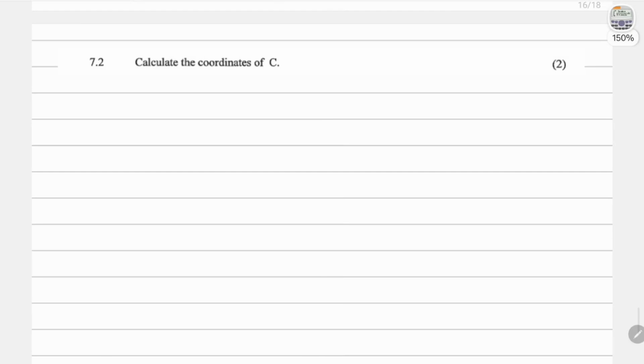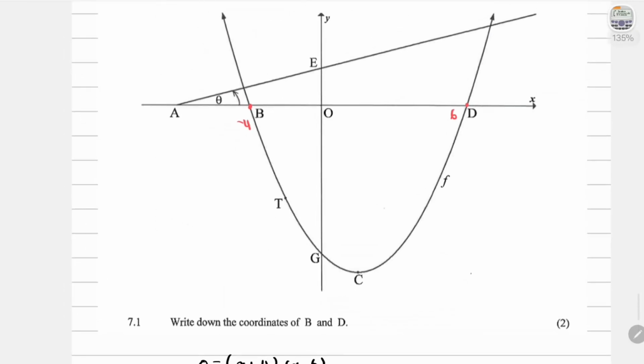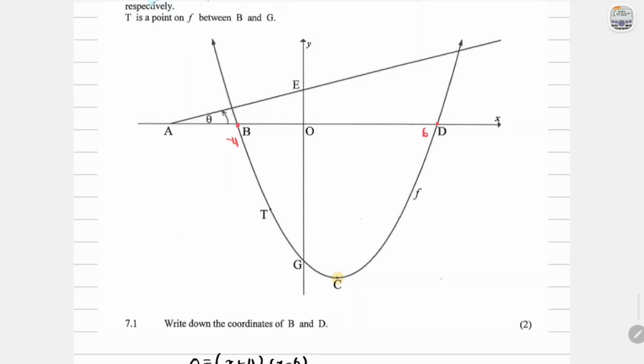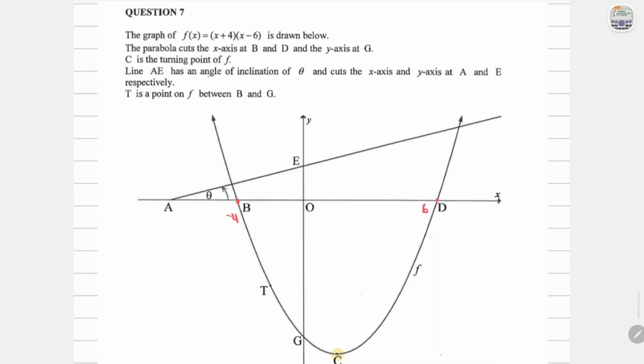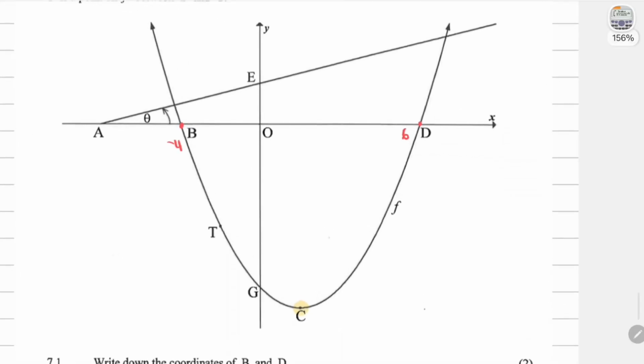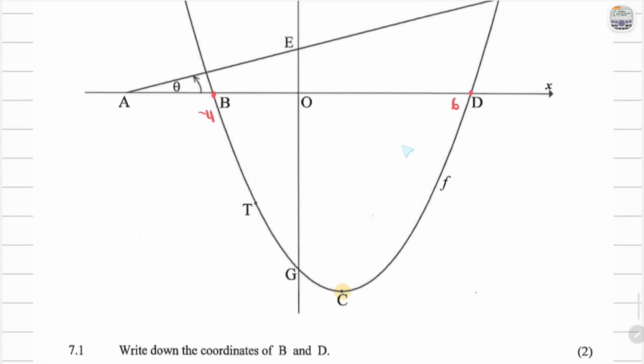Question 7.2 says, calculate the coordinates of C. Okay, we know that C is the turning point. So to find C, we need to find the x value of the turning point. But here's the thing. Yes, we have the entire equation. Instead of going through the whole process of foiling that out and then finding that x value of the turning point, you can actually use this method. We know that the x value of the turning point is the middle. It's the midpoint of your x-intercepts.